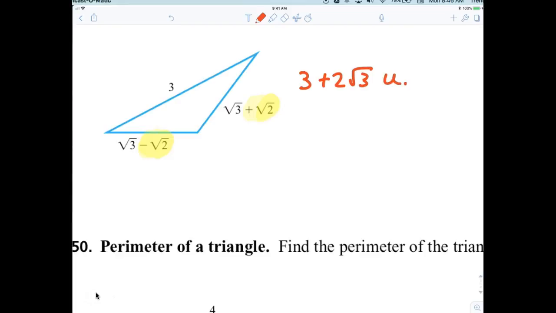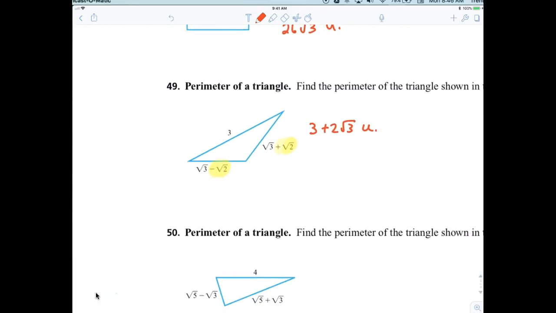So your final answer is 3 plus 2 radical 3. Again, remember the 3 and the radical 3 cannot be put together. All right, listen to me. 3 is called a rational number. Radical 3 is called an irrational number. The difference is one can be written as a fraction and one cannot be written as a fraction.